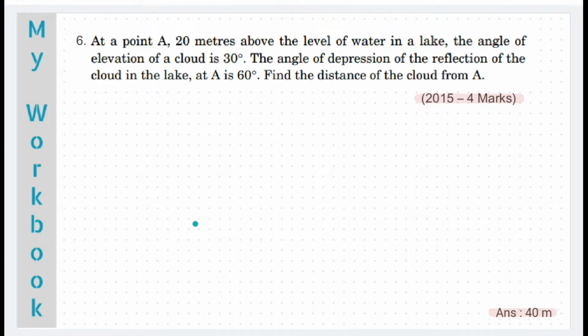Question number 6. It's a 4-mark question from the 2015 board exam question paper. At a point A 20 meters above the level of water in a lake, the angle of elevation of a cloud is 30 degrees. The angle of depression of the reflection of the cloud in the lake at A is 60 degrees. Find the distance of the cloud from A.